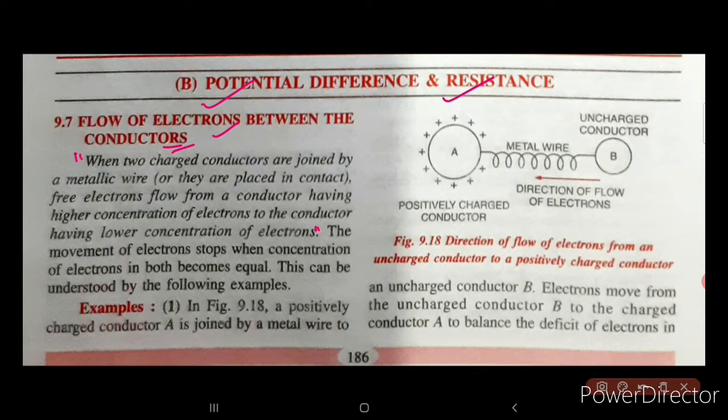In the first example, we have a positively charged conductor connected with an uncharged conductor. So what should happen? This positive charge should attract the negative charges. Any free electrons moving on the surface of the uncharged conductor will get attracted towards the positive charge. So the direction of the flow of electrons will be from the uncharged conductor to the positively charged conductor, because here the charged conductor is positively charged.